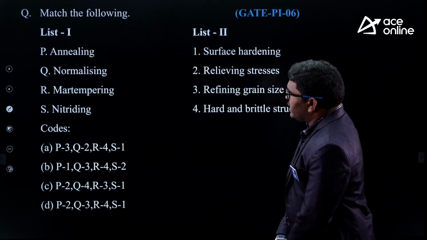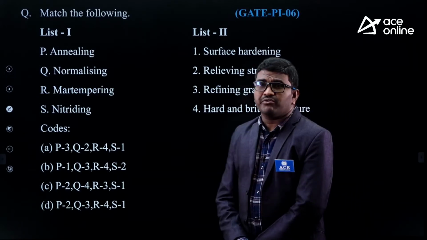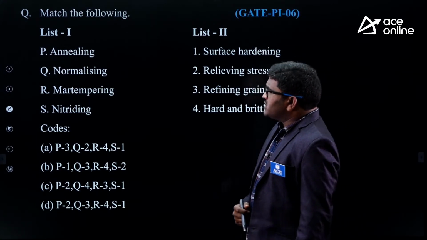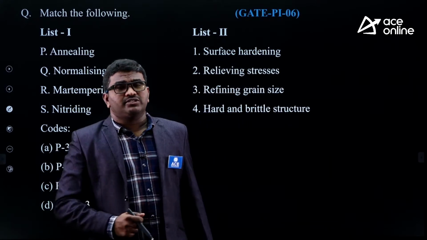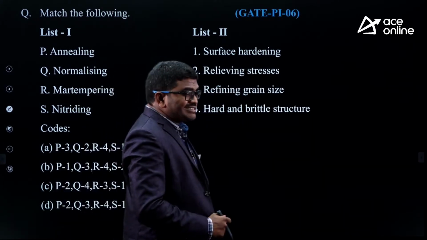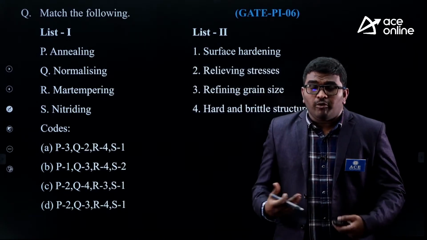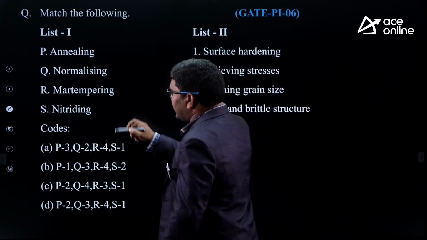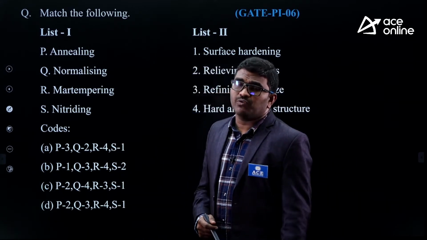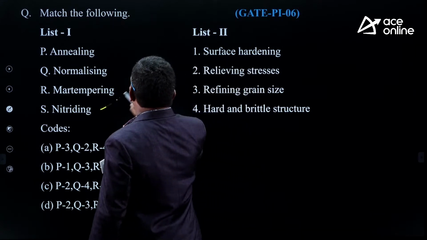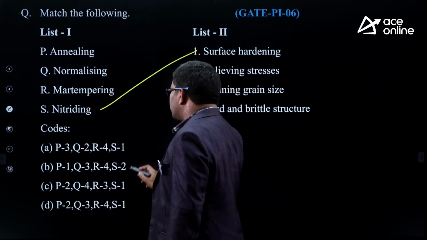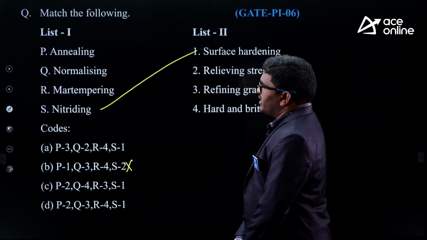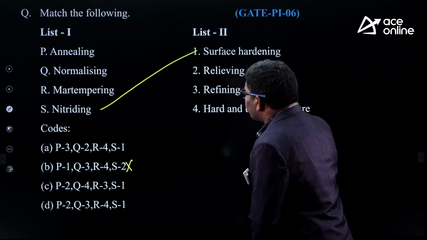Now, there is another interesting question, a match the following question from heat treatment. Here, in list 1, different heat treatment processes are given, and in list 2, the results or objectives of those processes are given. Out of these, the nitriding process is a case hardening process, which we apply to increase the surface hardness. So, S is 1, and this is not correct. I am using the option elimination method. Nitriding, surface hardening. Right.